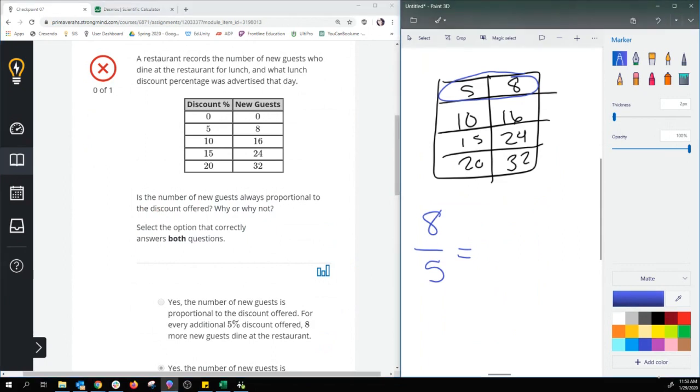Okay, so then our next coordinate pair is this 10 and 16. So when I write this as y over x, I would have what over what?